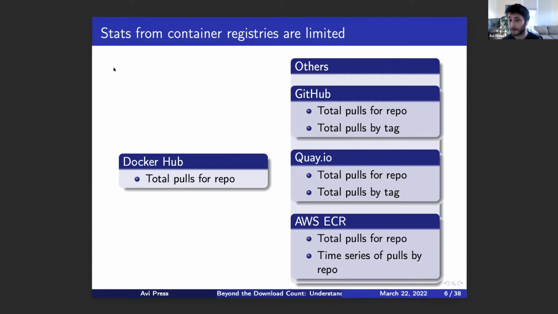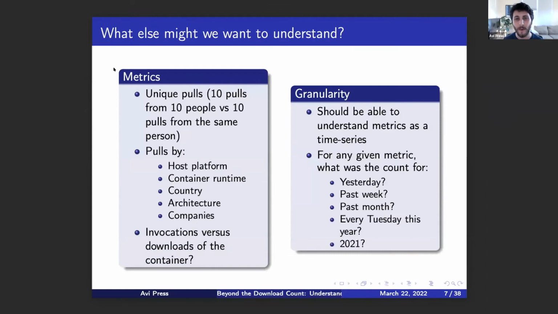ECR goes a little bit further and even will give you the time series of pulls per repository that you can visualize in things like CloudWatch and those kinds of tools in AWS. But generally, the state of the scene here is that you get very little data, and it's only at this very high granularity. Tag is about as granular as we're going to get. But we might want to know quite a bit more than that.